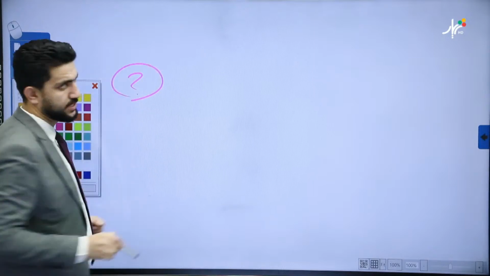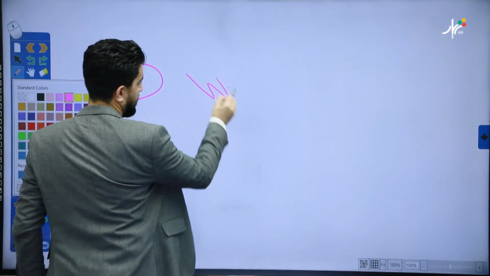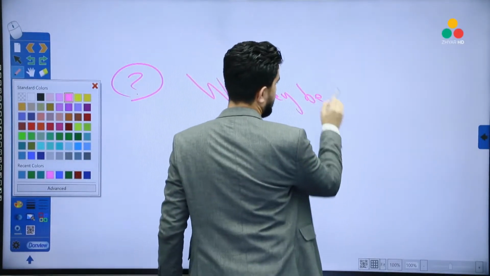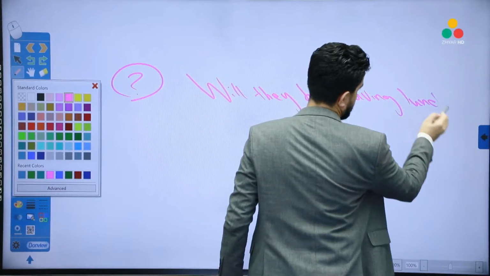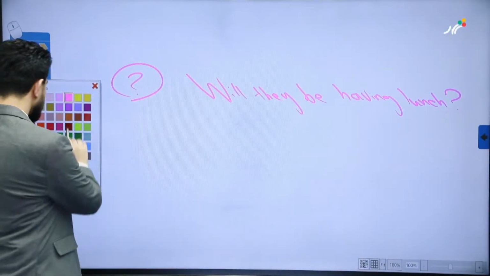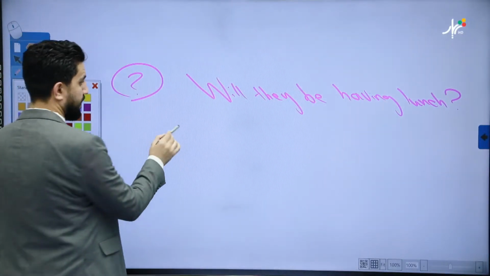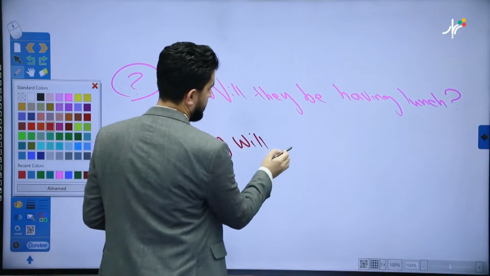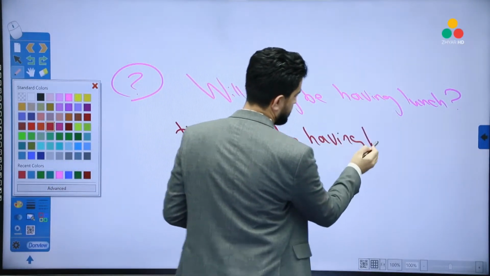So it's like this. What about question? Let's take a look at the question. How is a question formed? Will they be having lunch? Question mark. What's not correct? Let's take a look. What's not correct? So for example, if you say, they will be having lunch.